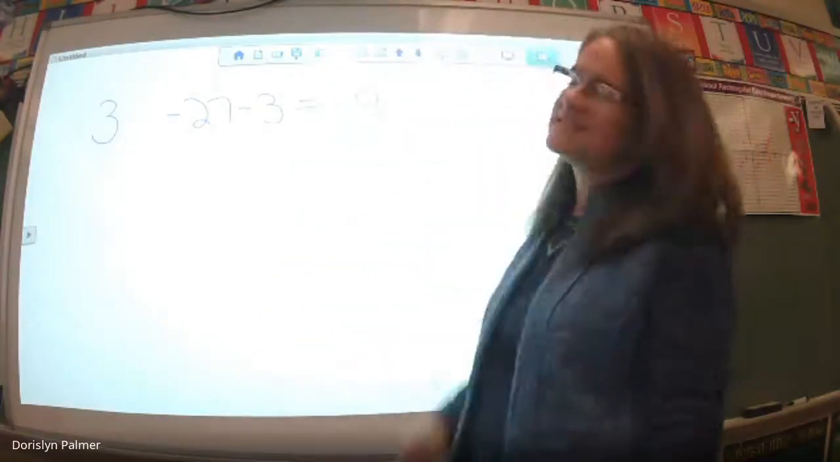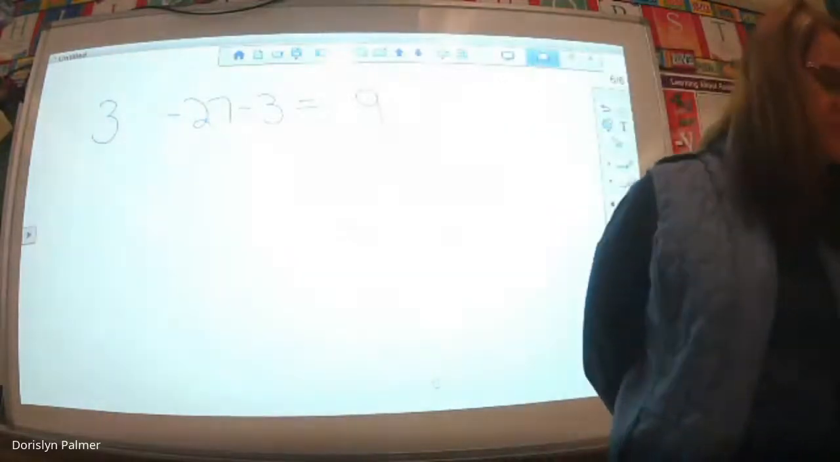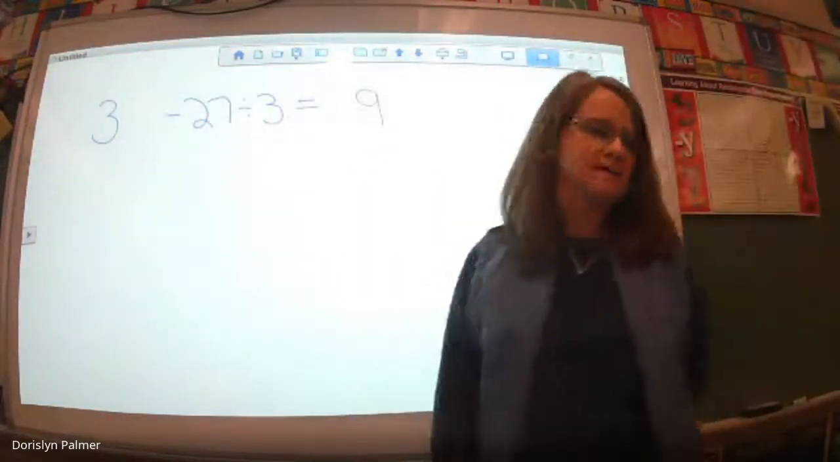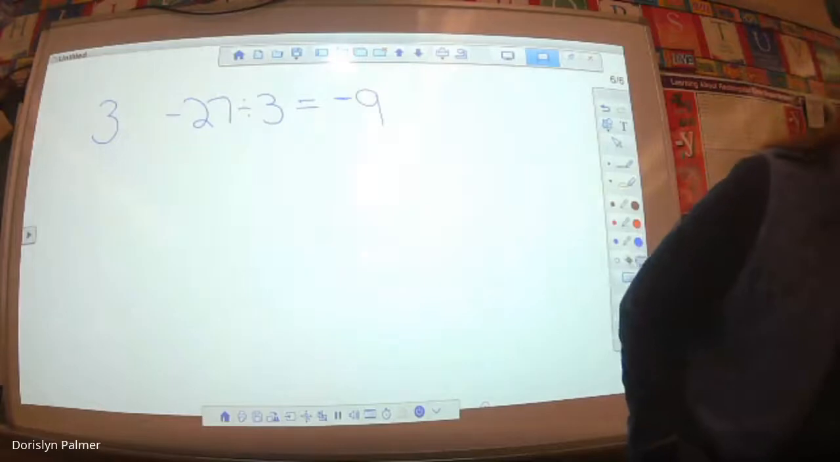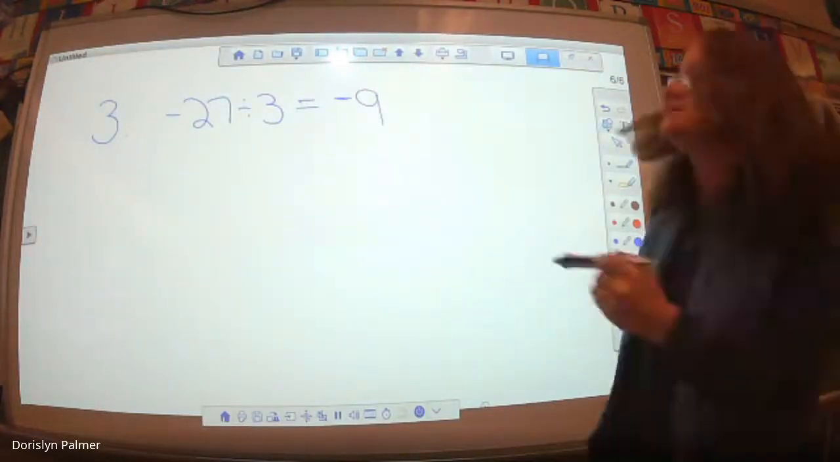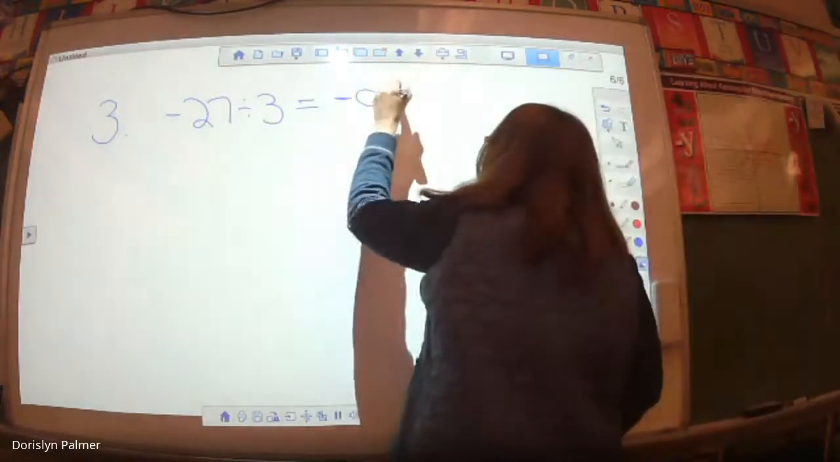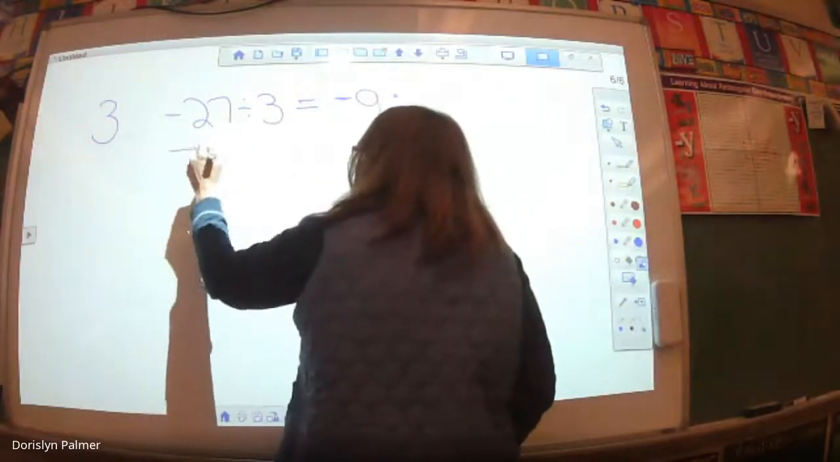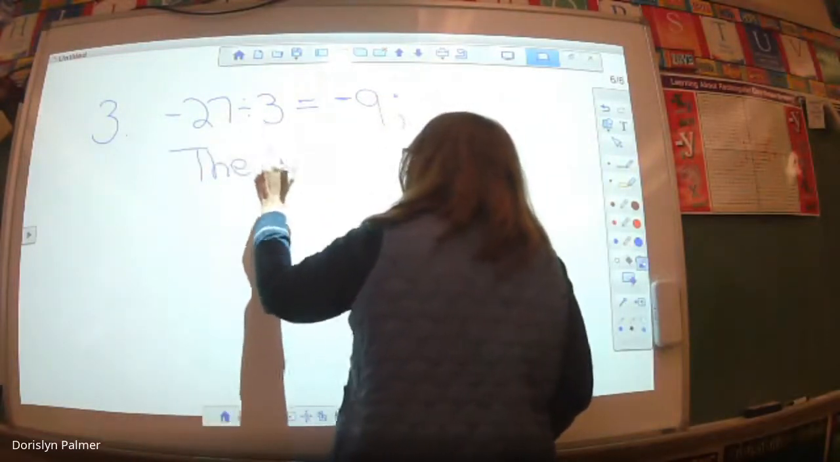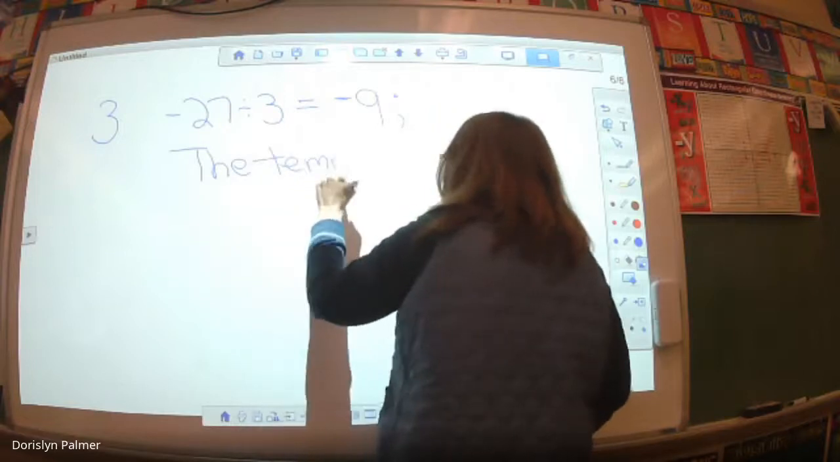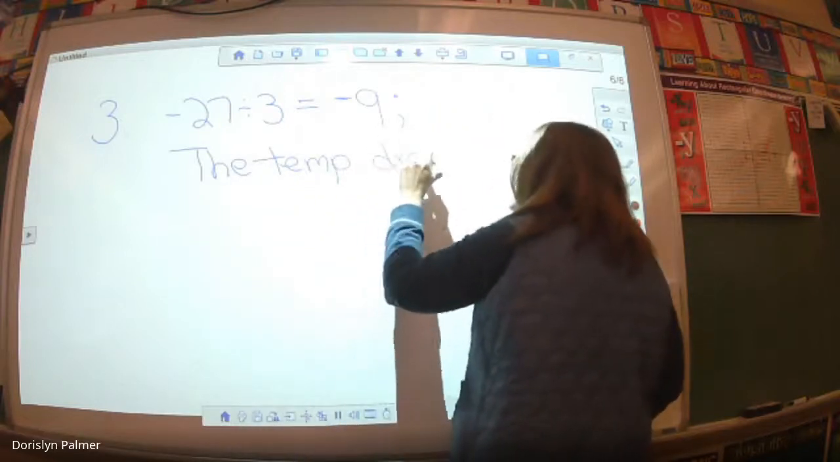Matthew, is it going to be just 9, or do you want to add something with that? I'm doing a negative divided by a 9. Negative, it's negative 9. Okay. And explain what it means. So what it means is the temperature dropped 9 degrees per hour. All right. You guys are writing this in, not just Mrs. Palmer.